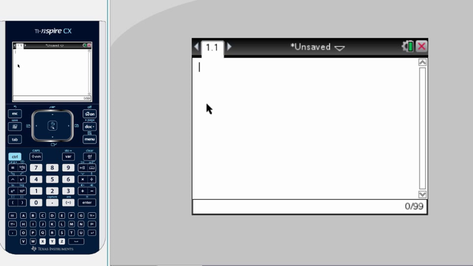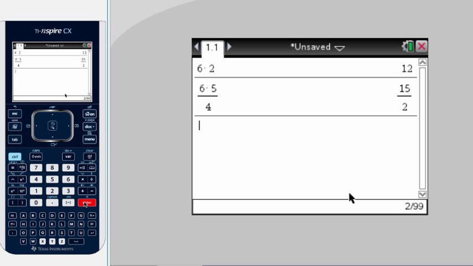In this video, we're going to learn how to control the format of your answer using the TI Nspire CX. First of all, if you have whole numbers, like 6 times 2, you'll get a whole number. No issues there. However, if we look at a number like 6 times 5 divided by 4, it gives us an improper fraction, 15 halves.